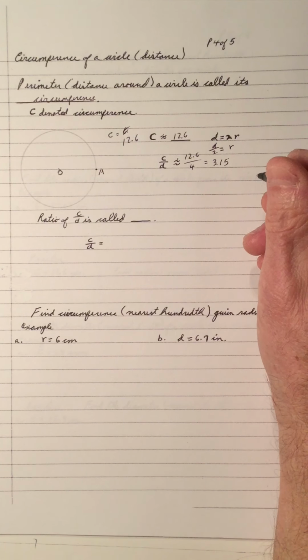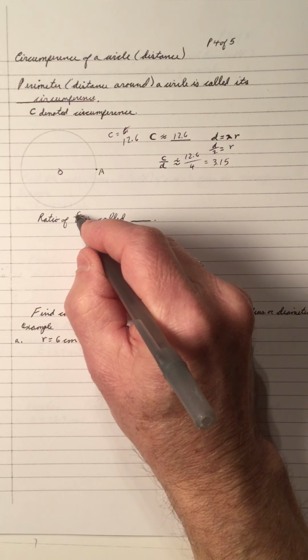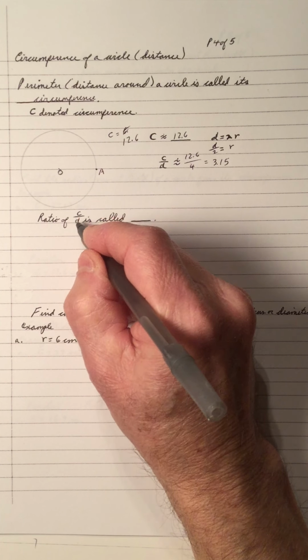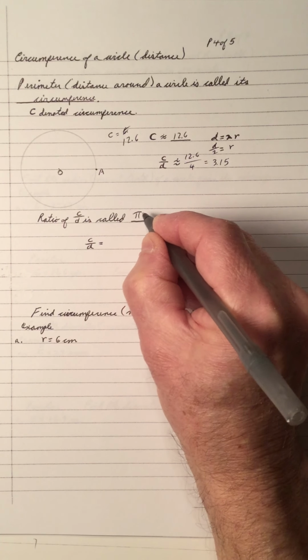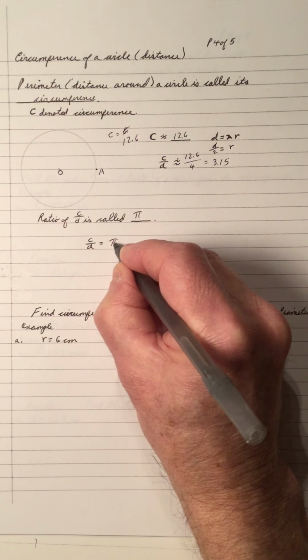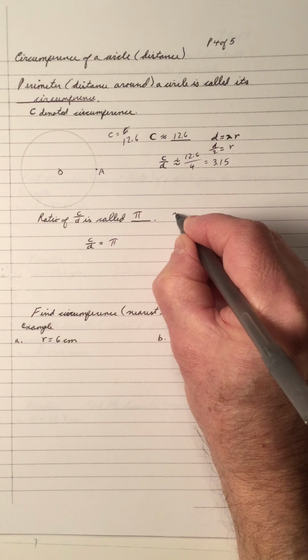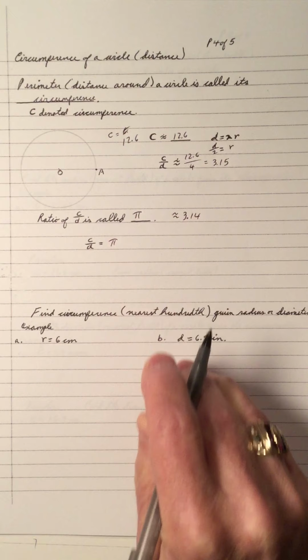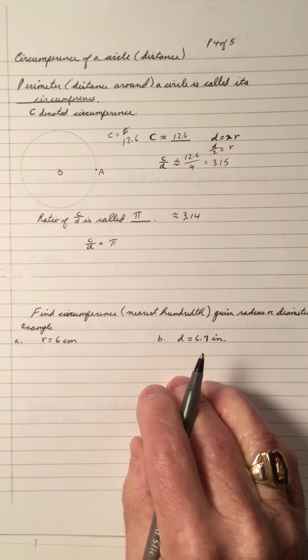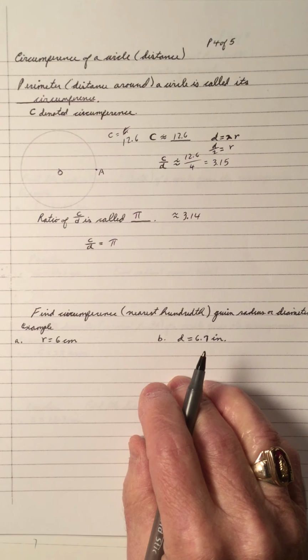But we know that the ratio of the circumference to the diameter is called pi. And that pi is approximately, again, 3.14. That's how pi is derived. It's the ratio of the circumference of the circle divided by the diameter.